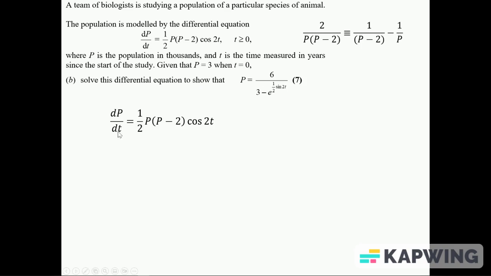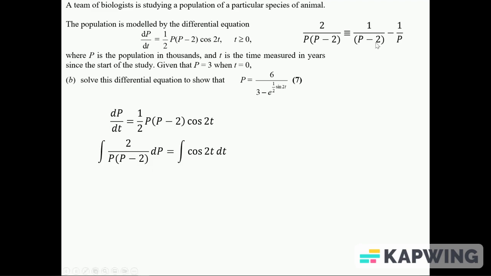Right, first thing we do is separate the variables, get the t's on one side, p's on the other. So I would multiply by the dt, stick the dt up here with the cos 2t, and then take all this over the other side. So divide by p times p minus 2 and multiply by 2. The 2 goes up there, and the p times p minus 2 go down here. And then, of course, we've got to integrate both sides.